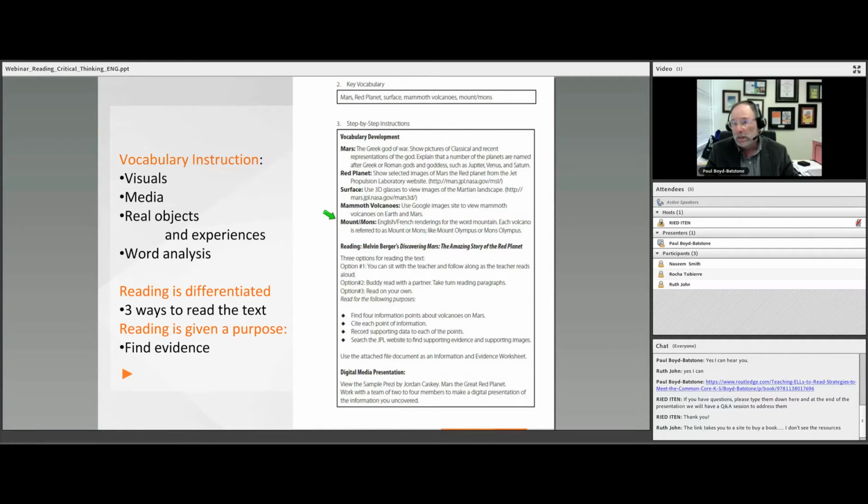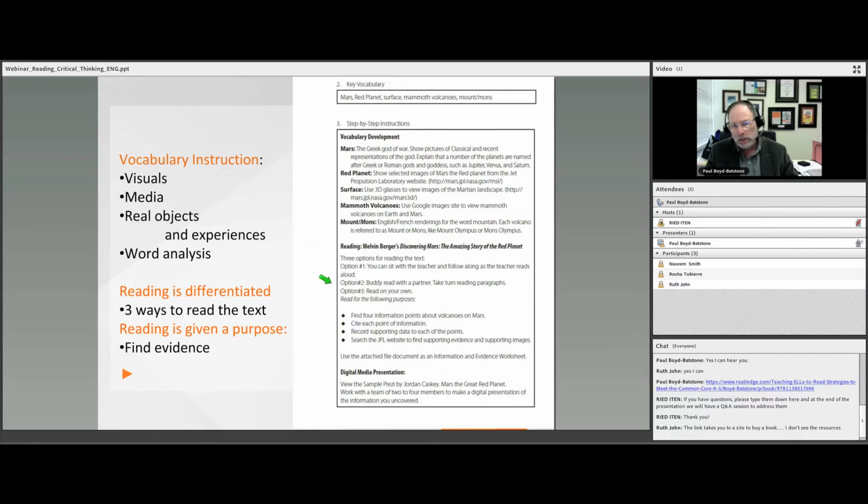Now we're ready to begin reading. I've built lots of context. I've asked them to do all kinds of activities. Now we're ready to begin to read. But we're going to read for a purpose, remember. It's not just reading words, but there's a particular purpose.